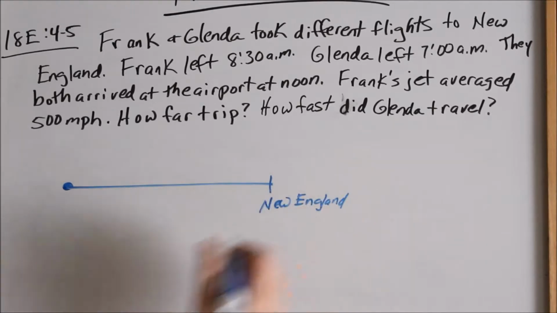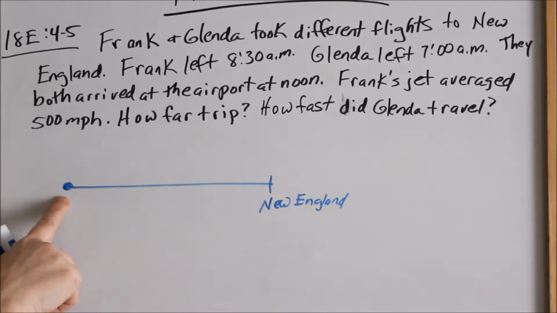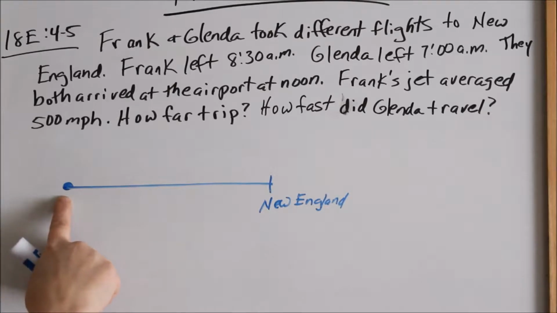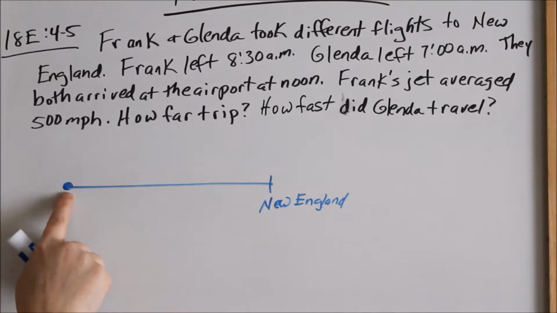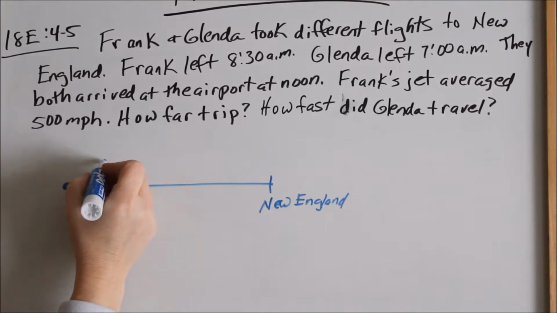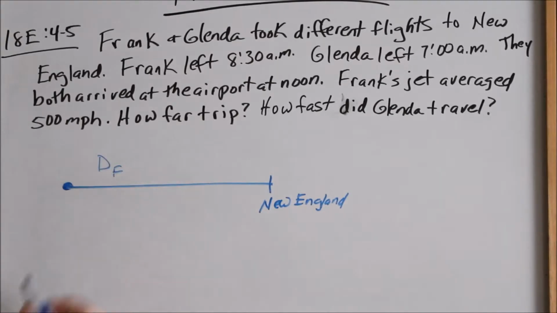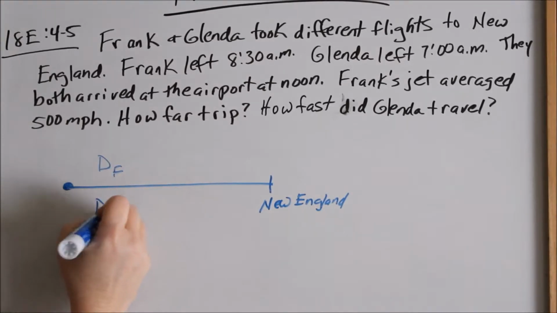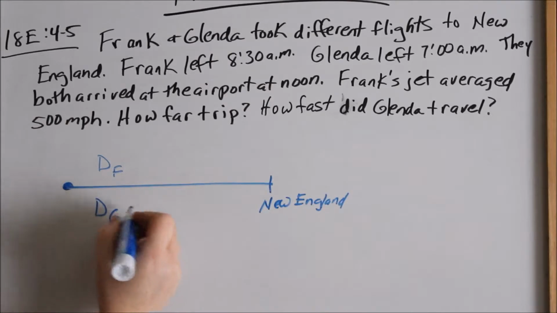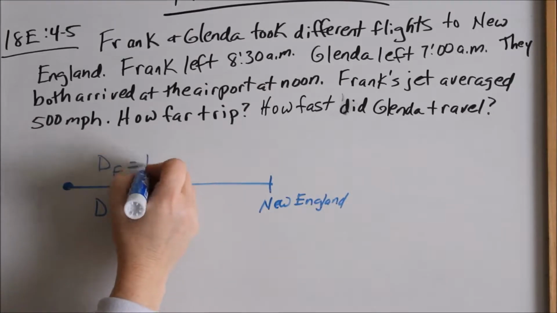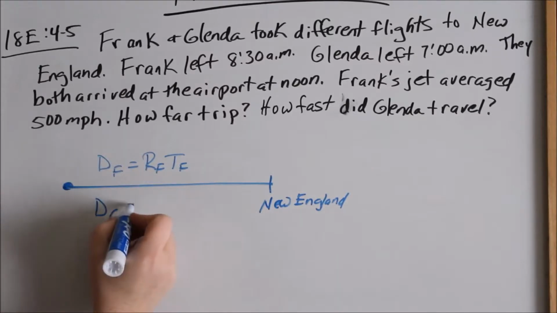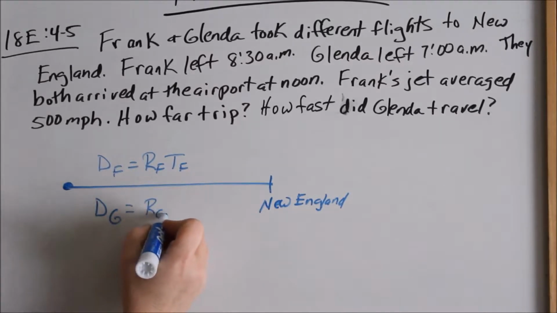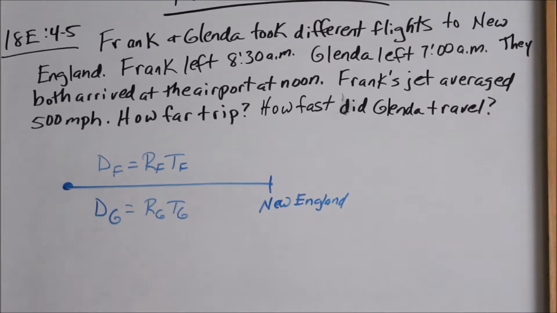So they both left for New England. Even though they have different flights, they still went the same distance. It's just they didn't go the same time or the same speed. But they have the same distance. Okay, so we can see that they went the same distance. So up here, we're going to say this is Frank's distance. And down here, we're going to call this Glenda's distance. So Frank's distance will equal his rate times his time, and Glenda's distance will equal her rate times her time.